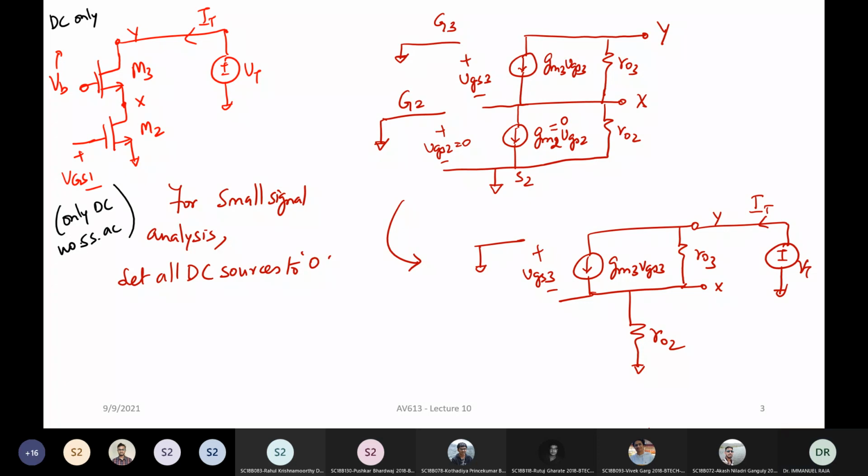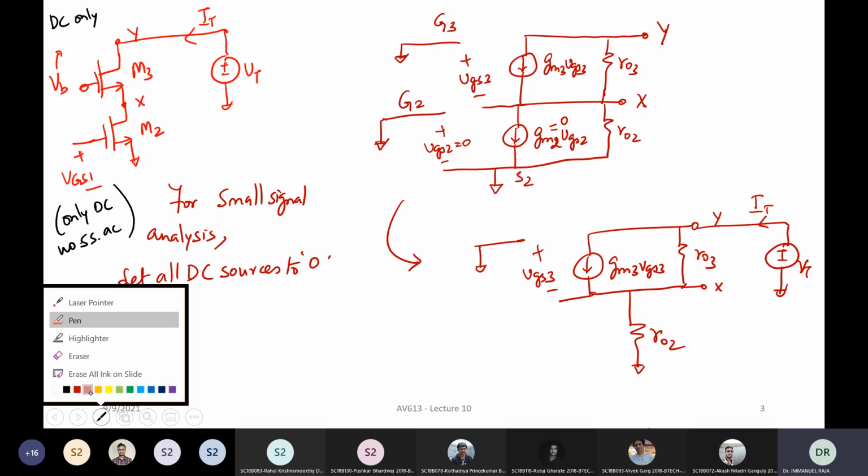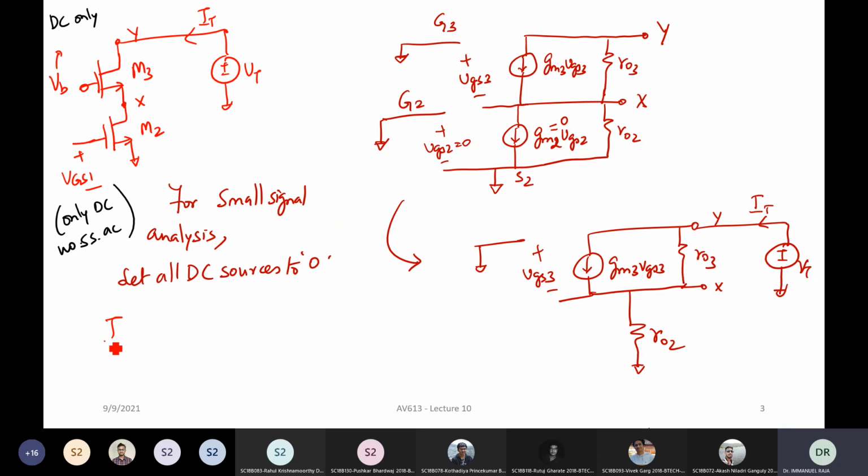All right. Now let us try to derive what is this IT. We are interested in what is IT. Now what is IT? IT can be written as the sum of these two currents. So it is nothing but GM3 VGS3 plus VT minus Vx divided by R03. All right. Now what is VGS3? VGS3 can be written as 0 minus Vx.